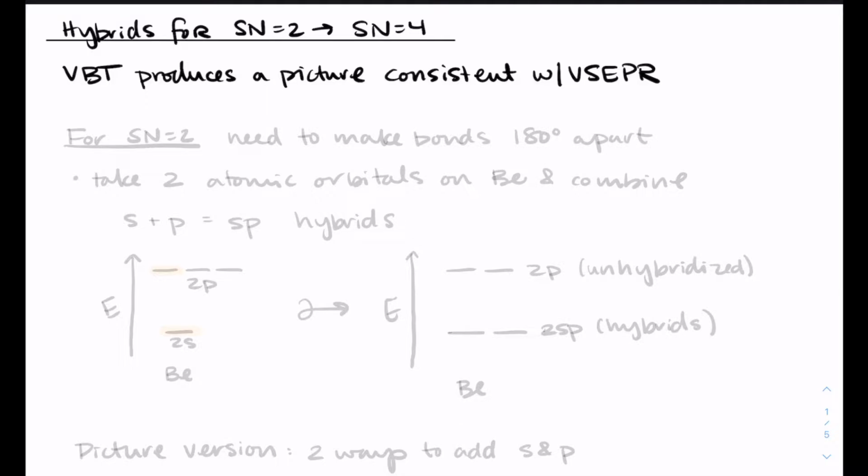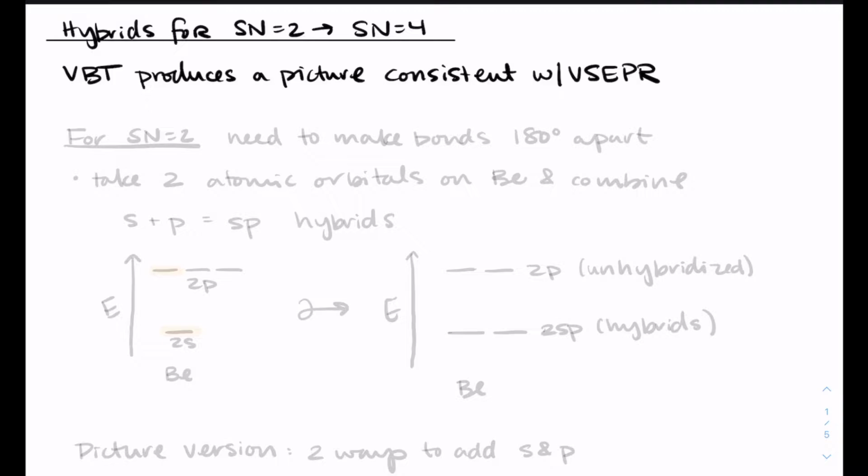Okay, so let's set this up for all of the geometries that we will need. We are going to do this only for steric numbers 2 through 4. So you will not have to deal with steric number 5 and 6, just 2 through 4. So just to restate it before we go in, valence bond theory produces a picture consistent with VSEPR.